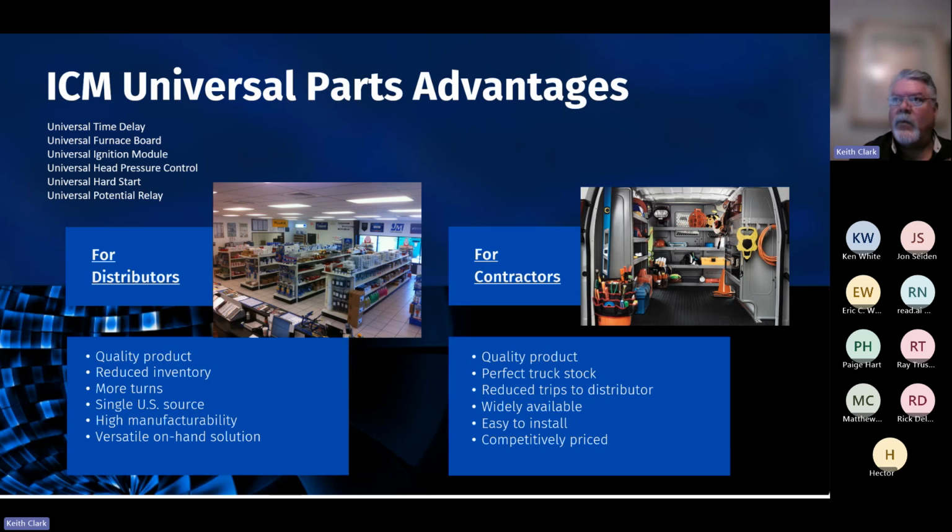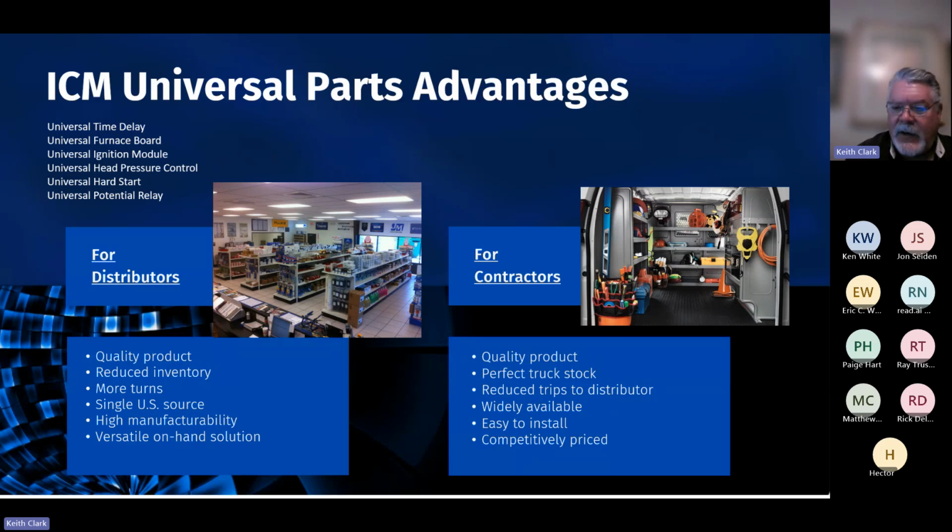Versatile on-hand solution. ICM is a very popular brand, and it's been out there for a long, long time. And so we sell everybody pretty much something. So distributors often will specialize in a certain product area. And so you'll be able to find ICM products on the shelf at pretty much any distributor. And if you don't find it the first place you go, then just go down the street and you'll probably find it at the next guy's supply house. The universal products, though, are designed so that you don't have to make trips back and forth to the distributor.